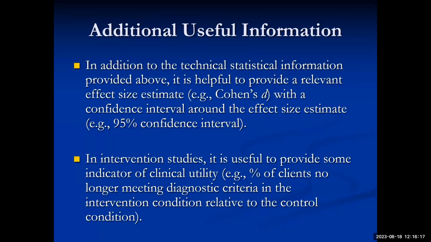Some additional useful information that one can provide when describing results from inferential statistical procedures: it's very helpful to report an effect size estimate. Cohen's d would work very nicely in this case, and I like to report confidence intervals around the effect size estimate. Typically, if we have the criterion for statistical significance set to 0.05, we'll report a 95% confidence interval.